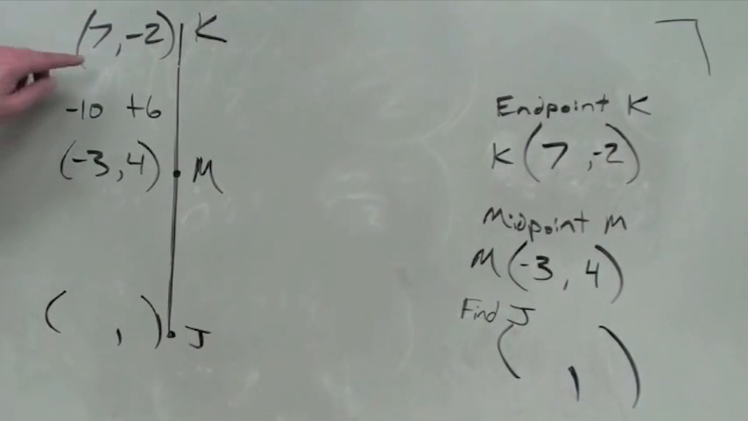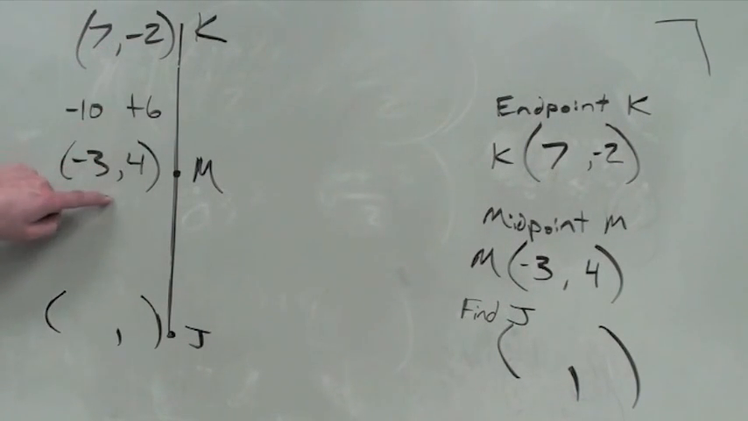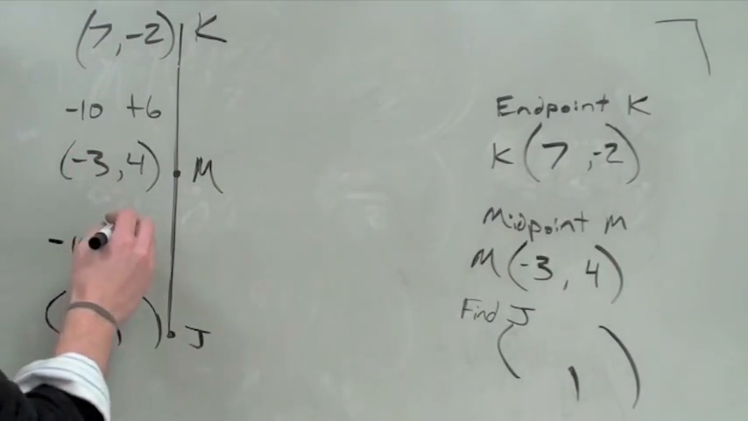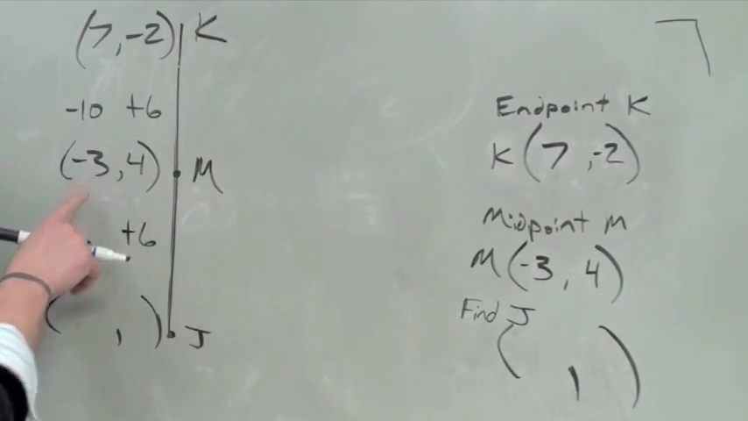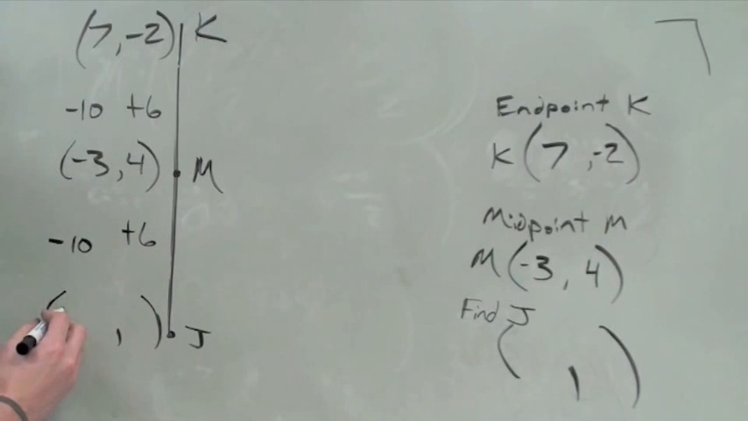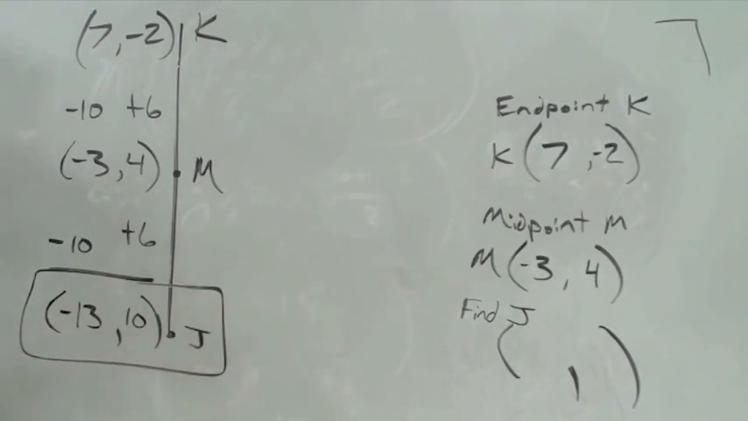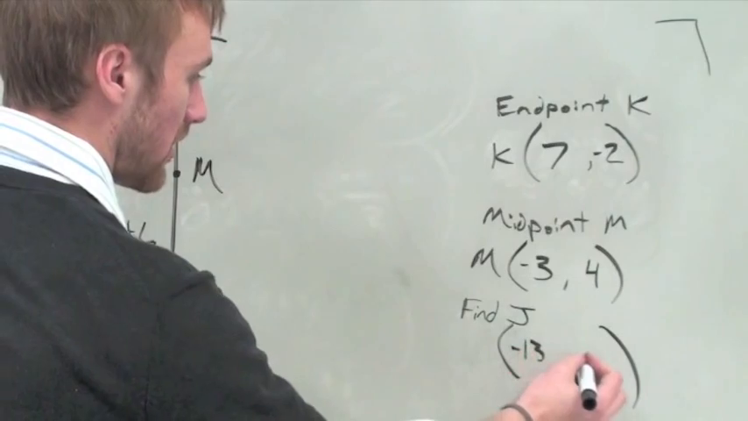Well, guess what? If that's the change to go from there to the midpoint, since that's the exact middle, you have to do the same thing to go from the midpoint to the other endpoint. So we'd have to subtract 10 and add 6. -3 minus 10, it's going to go deeper in the negative zone to -13. 4 plus 6 is 10. We found point J. It's -13, 10.